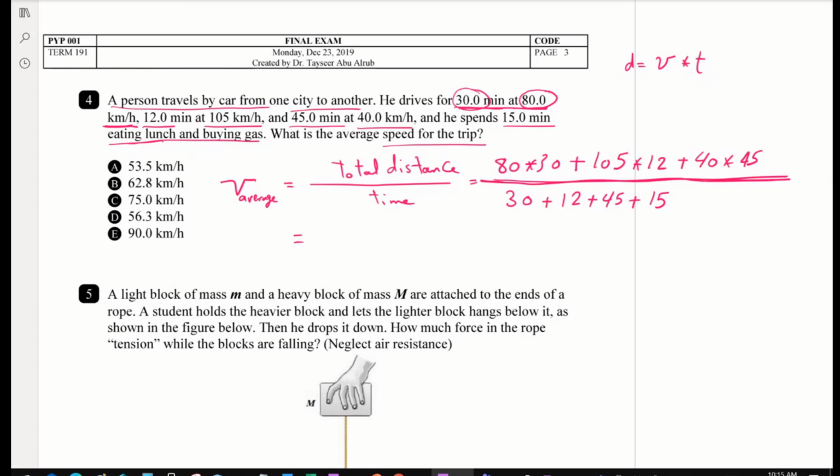Okay, so anybody calculate it, please? Do you have calculators? Could you please do it? 53.5. 53? 53, yeah. Okay, it's 53.5 kilometer per hour.